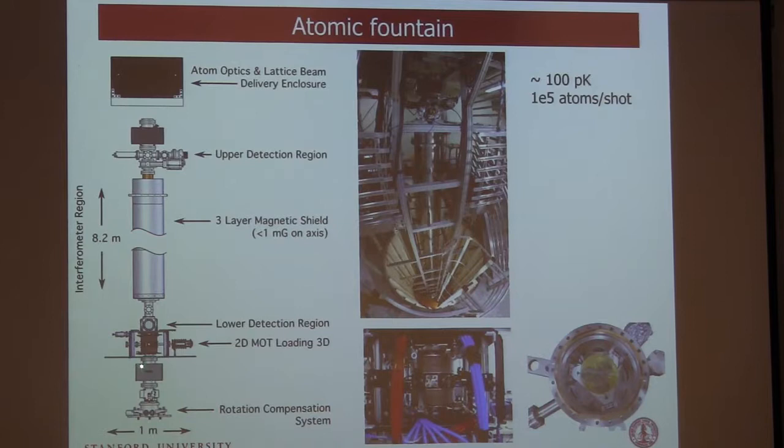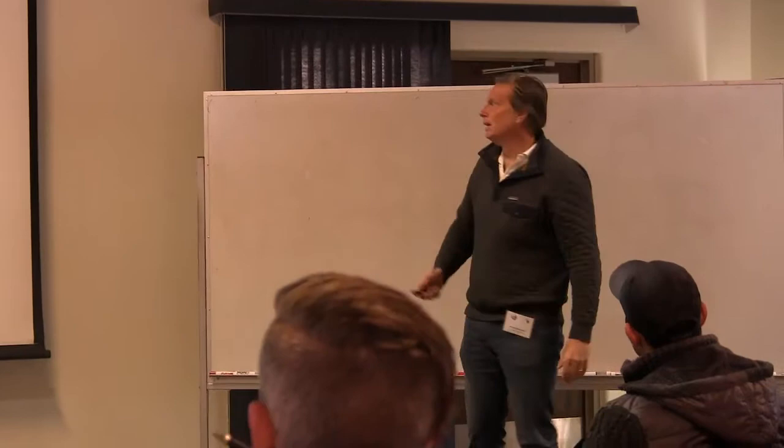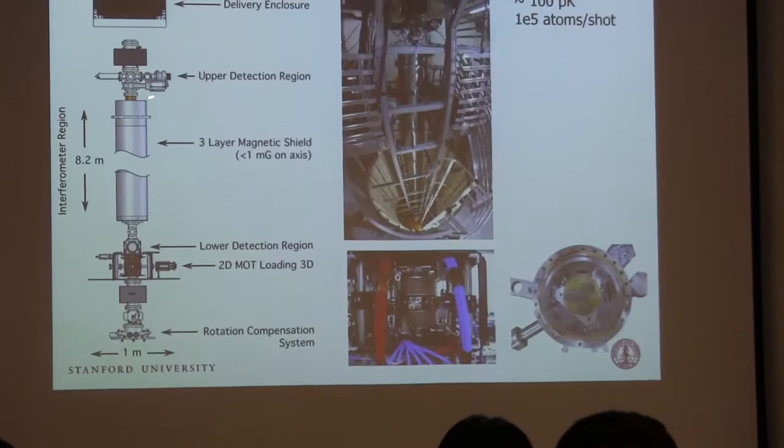The atoms are pulled up, and then we let go of them, and this now ultra-cold ball of atoms flies up the tube. If nothing else happened, it would turn around and fly back down the tube. And we can take pictures of it in this detection window. We also can take pictures of this window up here we can look at. So far, no interferometry. I'm just describing the atom source.